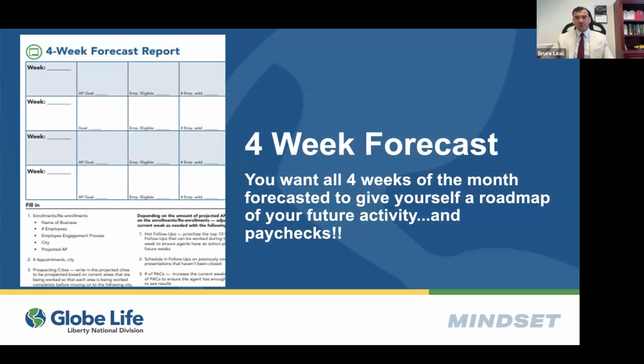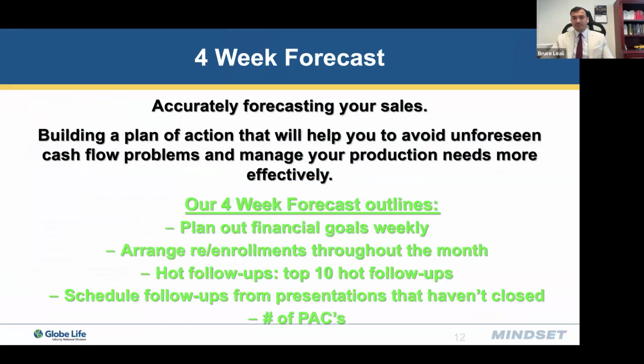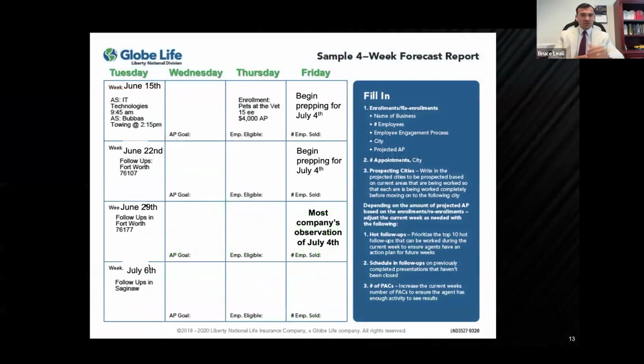One of the biggest things you want to understand in the 4-week forecast is you want all 4 weeks of the month forecasted to give yourself a roadmap of your future activity and paychecks. So let's start by dialing in on building a plan of action that will help you avoid unforeseen cash flow problems and manage your production needs more. It's going to help you become more effective. This is just an example of what it's going to look like: Tuesday, Wednesday, Thursday, Friday, in those 4 columns that you see down here.